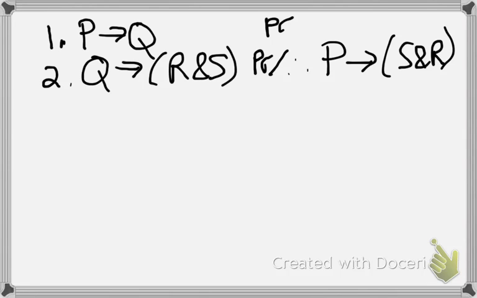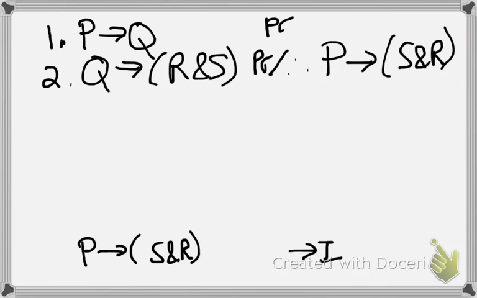Okay, so obviously there's nothing we can do with lines 1 and 2 just as they are. They're conditionals, and we don't have the antecedent of either conditional. So we can't take them apart. So we want to get P arrow S and R. So we're going to need to do an arrow in proof to create this conditional.